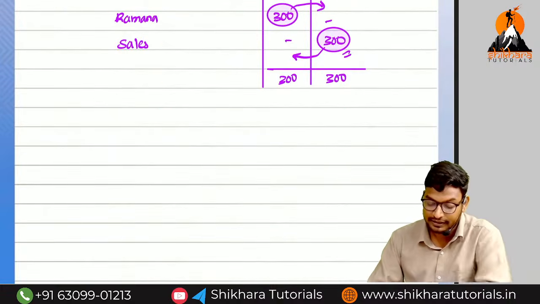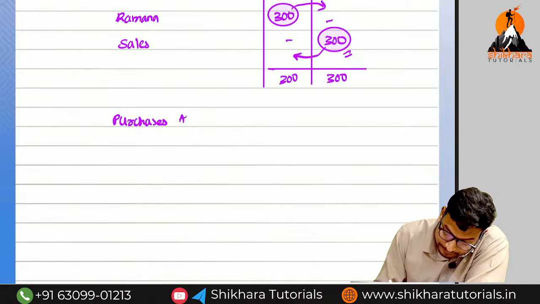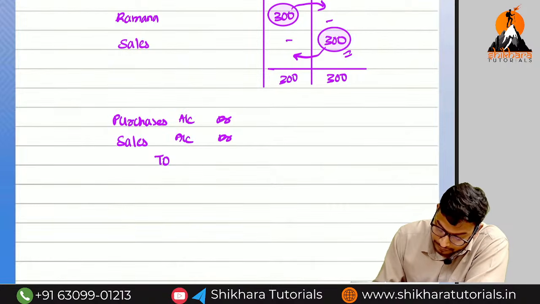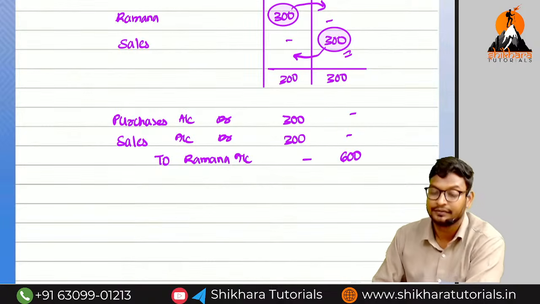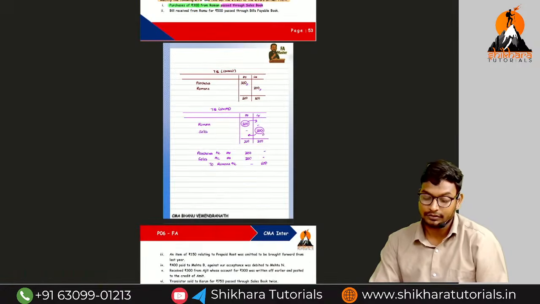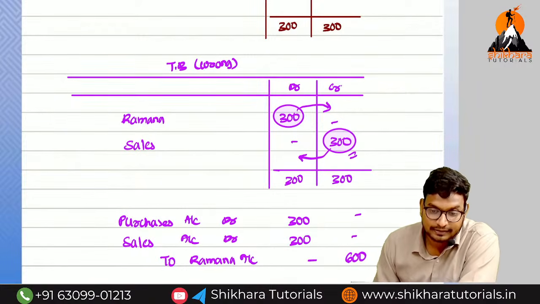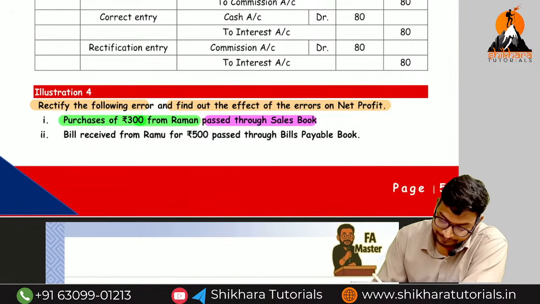Can you say the rectification entry? Simple. Purchases account debit, sales account debit, to what? To Ramana account. How much? 300, 300, and total how much? 600 rupees. Are you getting the point or not? This is how we need to rectify the entry. Can I discuss the second one? Okay, guys? Please participate, then only the session will be very nice.